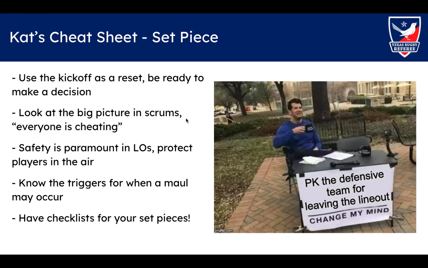Look at the big picture in scrums. If you look at everybody individually, and Ross, you can disagree with me, but everybody's cheating to some level. So that's why you look at the big picture. If you're looking at somebody's elbow angle, their angle could be straight down on their elbow, but that could really not matter. You're going to end up penalizing this person's elbow for being down because someone told you that's a trigger. So just look at the big picture and it'll actually become easier.